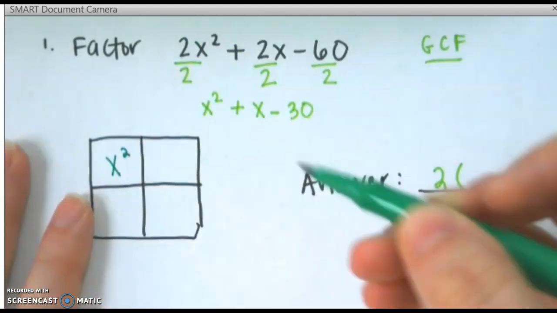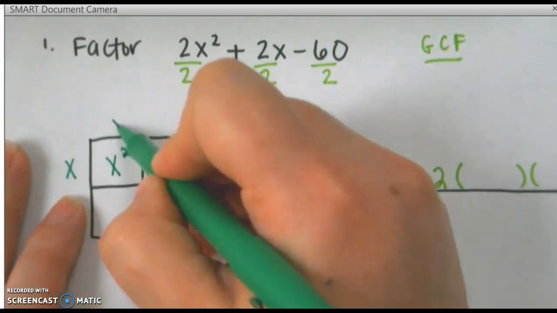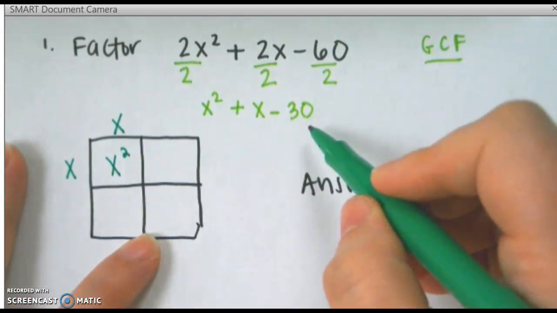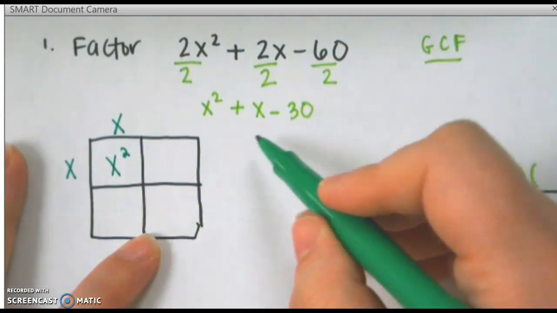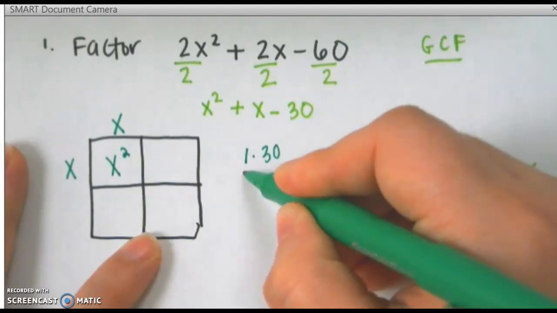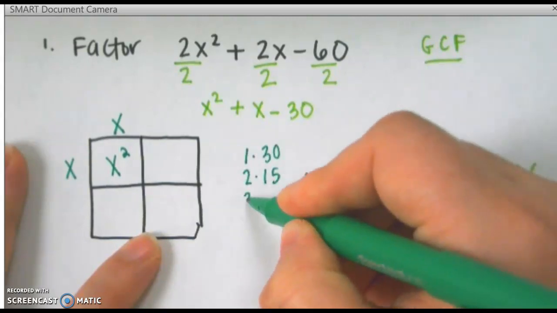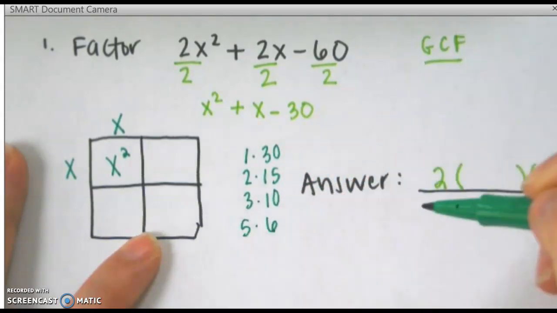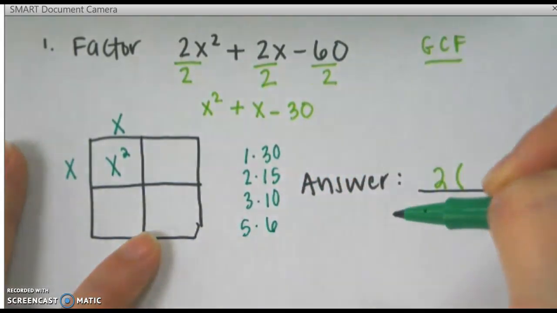I know x squared comes from doing x times x. So now I'm looking for the two numbers that multiply to negative 30. And when I combine them, I get 1. So I'm going to list my factors of 30. So those are all the numbers that go into 30.